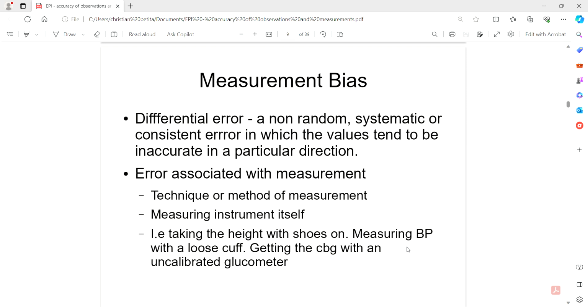So the plus 2, that's the direction of the error. These are errors that are associated with measurement, and they may be due to technique or the method of measurement. It may be due to the measuring instrument itself, like when the measuring tool is inaccurate. Examples of this would include taking the height with the shoes on, measuring BP with a loose cuff, which will result in overestimation of the blood pressure, or getting the CBG with an uncalibrated glucometer.